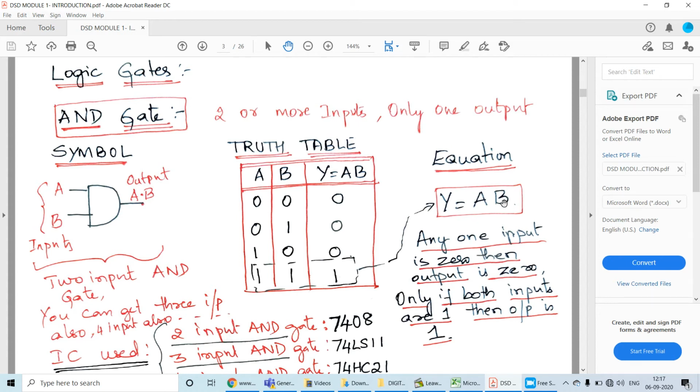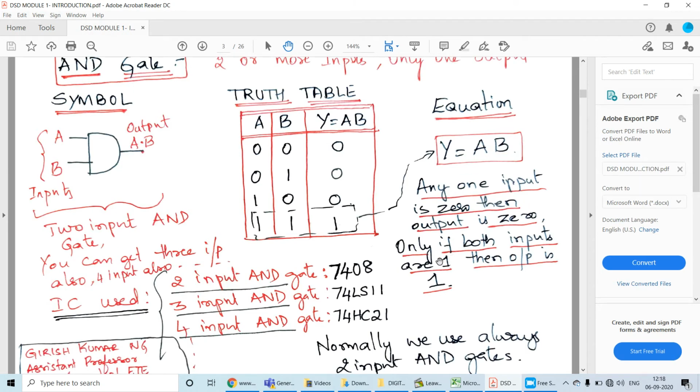Now if I ask you what is the expression that you get for a 3 input AND gate? You will add one more input here. Here A and B is the 2 input. You will add one more input as C and you will get 8 combinations here. All combinations will give you output 0 when any one input is 0. For an AND gate, all 3 inputs should be equal to 1, which is A, B, C. Therefore, the equation would be Y equals ABC for a 3 input AND gate, and so on. Any one input is 0, then output is 0. Only if both inputs are 1, then output is 1.